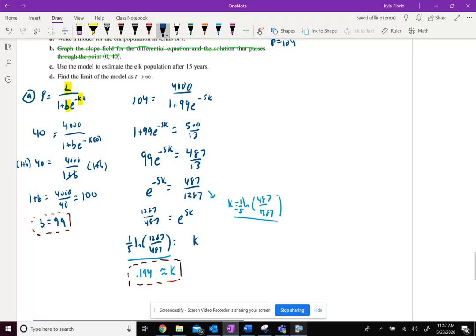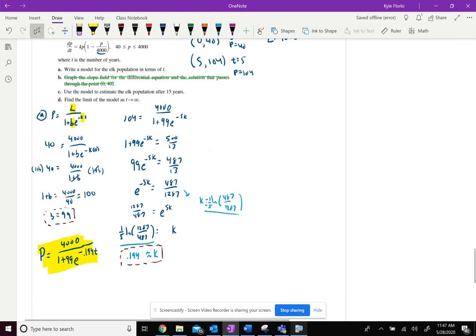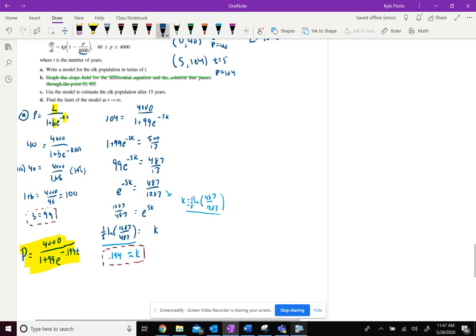So now I can finally finish part A. The model for my population is my carrying capacity over 1 plus b, which I know is 99, e to the -kt, where k is 0.194. So that's part A. Part B we're going to skip. We're not going to do things with slope fields. We'll look at part C.